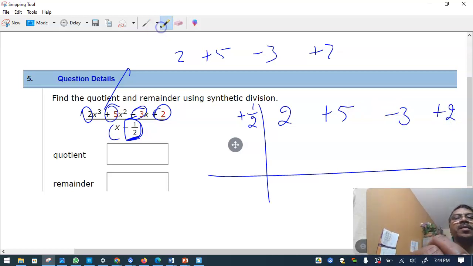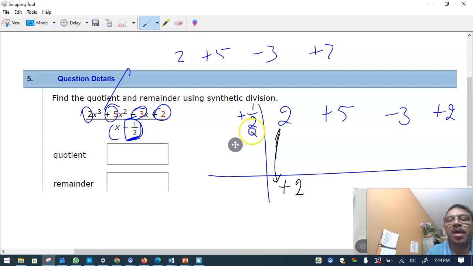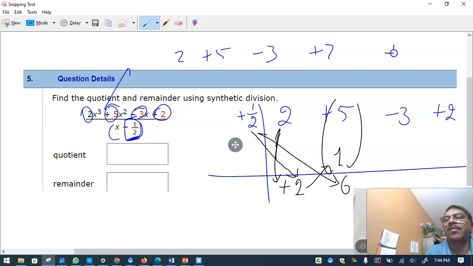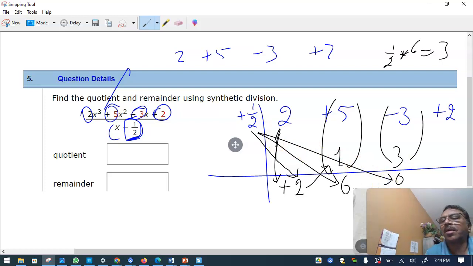Now, the first step is drop down. The first coefficient drops down, that is plus 2, and then you multiply this outside from here. So half of 2 is 1, so that goes right here. And this together will be 6. And then again you do half of 6, which is 3. So which becomes 3, and you get 0, see this? And then again half of 0 is 0, so it combines and becomes 2. That's the remainder. So this remainder is 2.